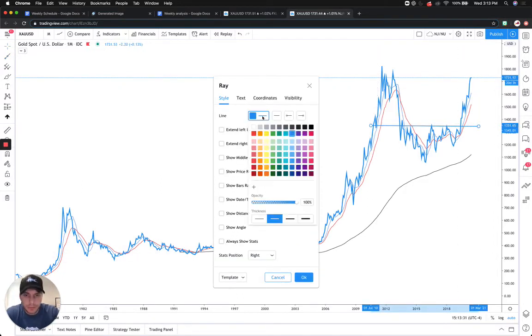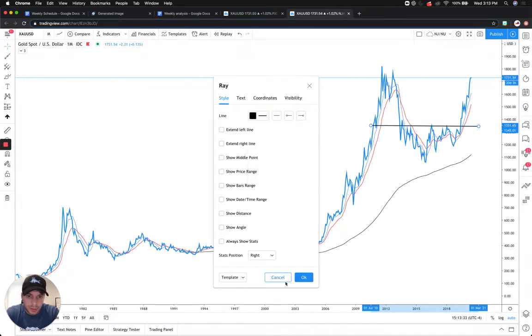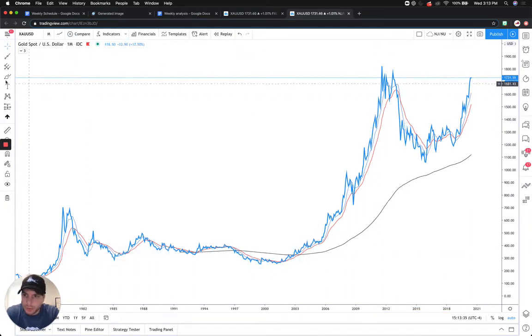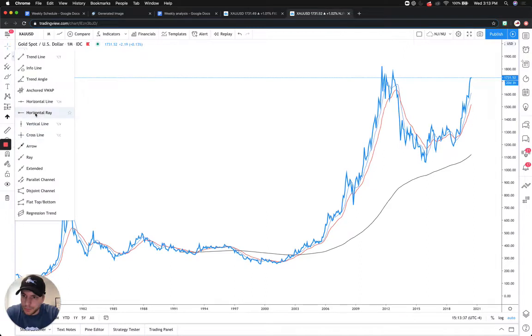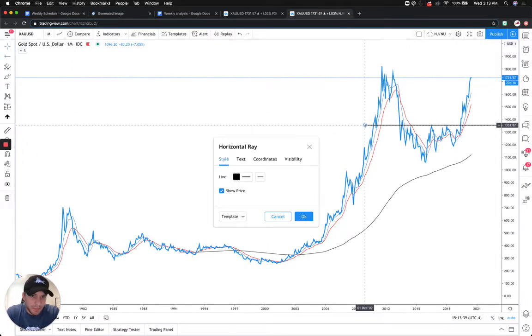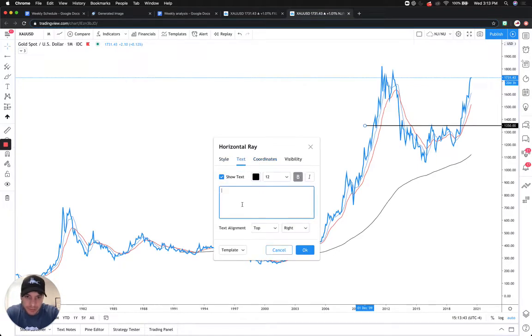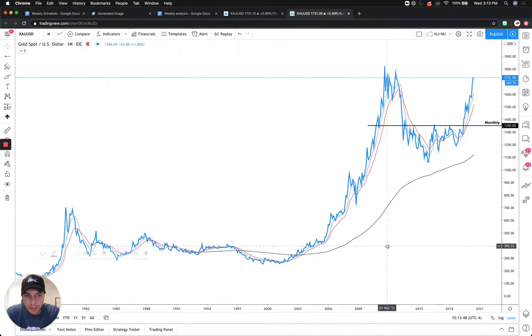1350 is one. I actually am using the wrong tool. Horizontal ray. 1350 is my first level, right at the monthly. So basically what I'm going to do here is work my way down through the time frames, follow what price action is doing, and look for areas where we could potentially enter on.